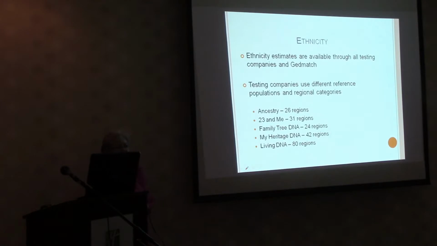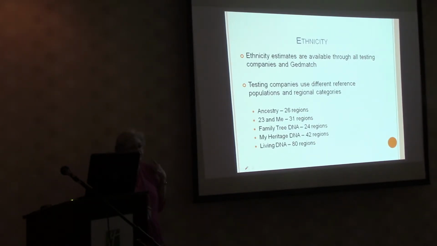I always have kind of issues with ethnicity. Of all the things that we do as genealogists, ethnicity estimates are the most unreliable scientifically. There have been a lot of strides made in the last couple years on ethnicity, but most genetic genealogists kind of go, you know, the accuracy of those estimates really are based on different reference populations that they match your DNA to, and the regional categories that the testing company uses.